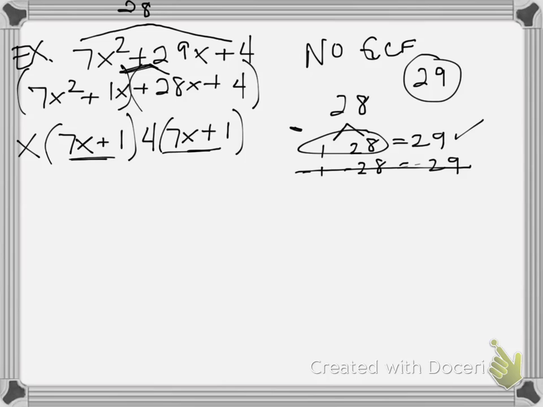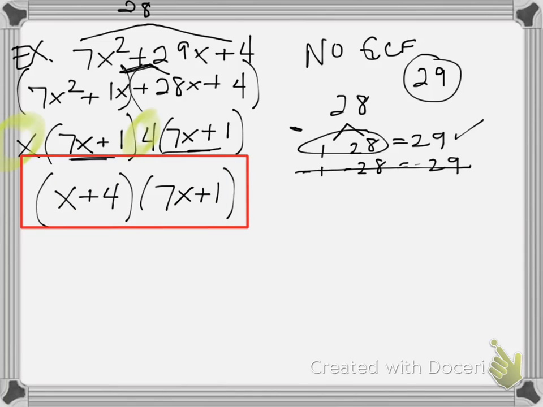So what I want to do now is group my GCFs. These are my GCFs right here that we just pulled out. And I'm going to group them together as x plus 4 because it's a positive 4. And then bring down one of the duplicate factors, which is 7x plus 1. This, if everything went well, is my solution. It's really not a whole lot more work. It's just a little complicated to remember this step right here. Got to remember that step.